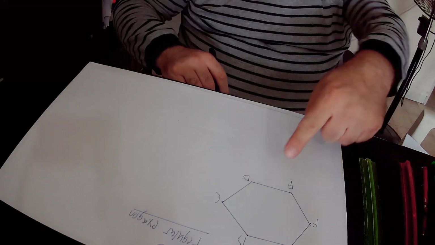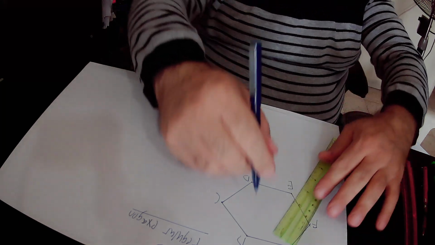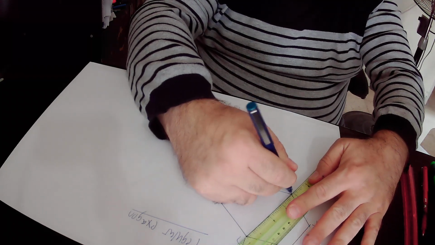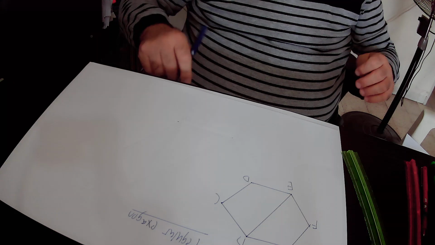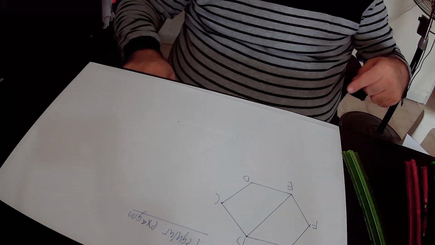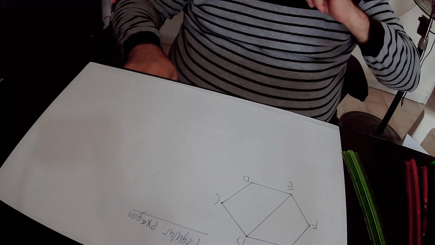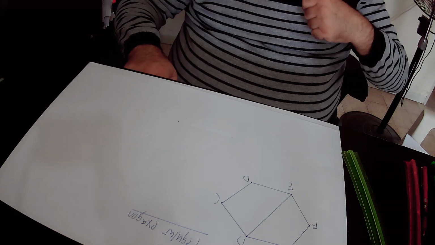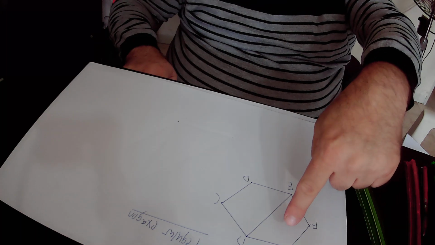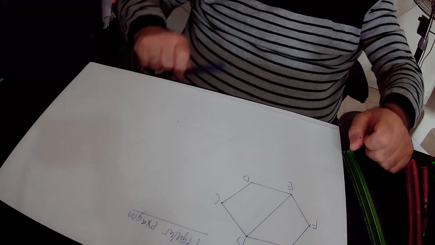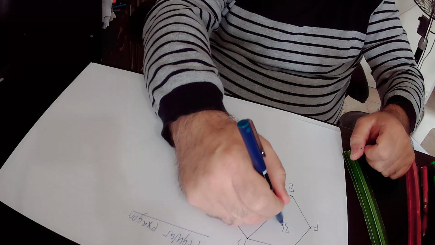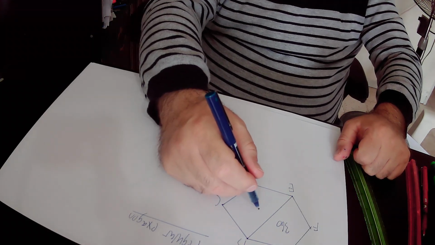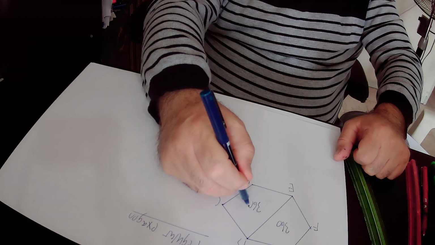We join points B and E by a straight line. By joining points B and E, we actually created 2 quadrilaterals. We know that the sum of the angles in any quadrilateral is equal to 360 degrees, therefore the sum of the angles in this quadrilateral ABFE is equal to 360 degrees, and the sum of the angles in quadrilateral BCDE is also equal to 360 degrees.